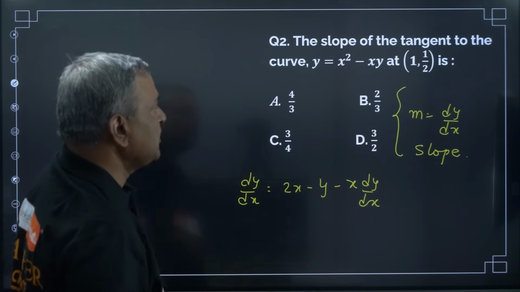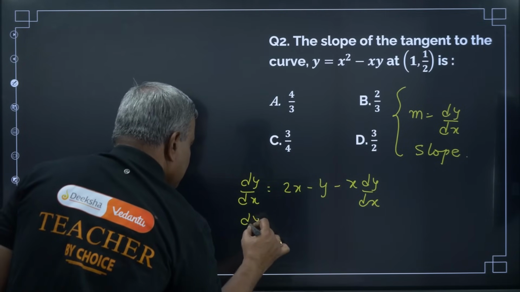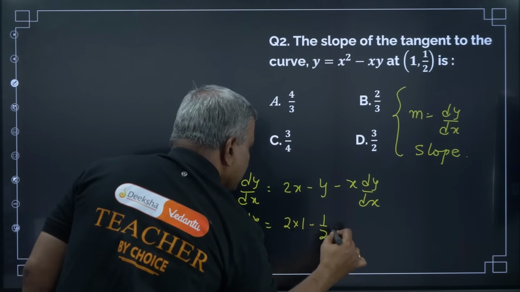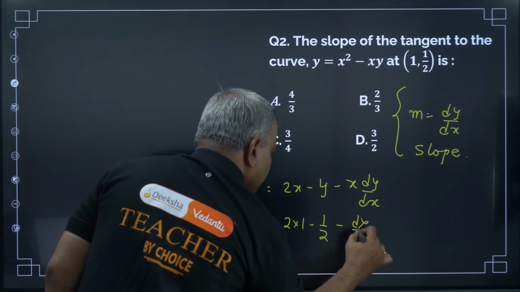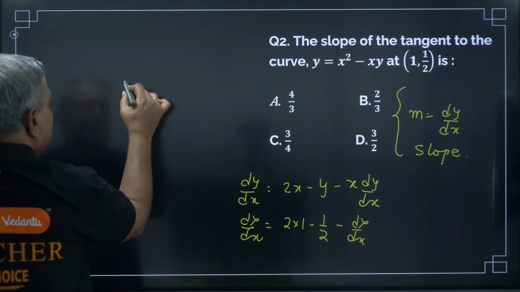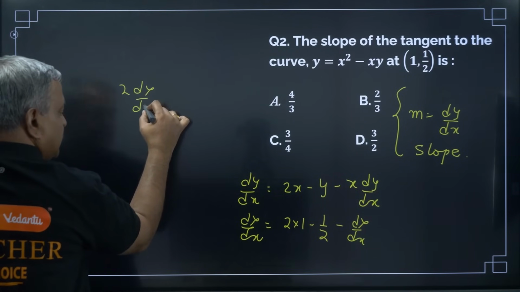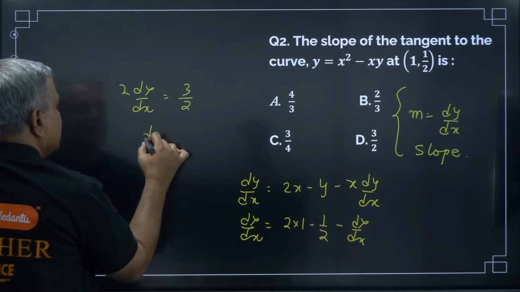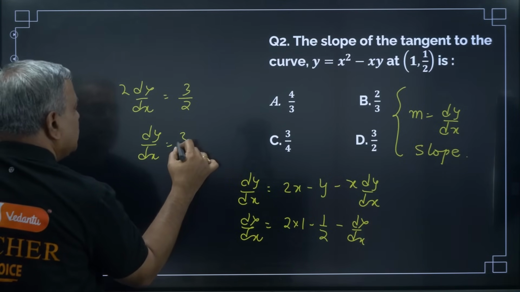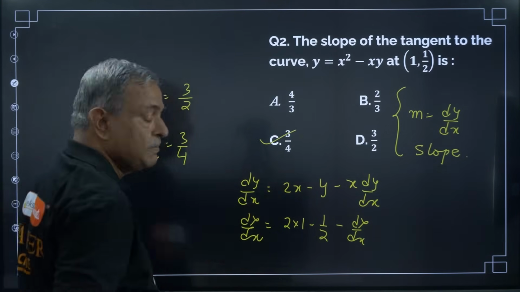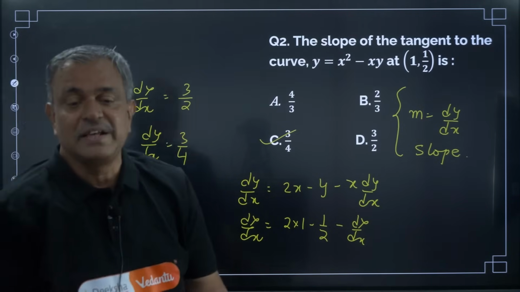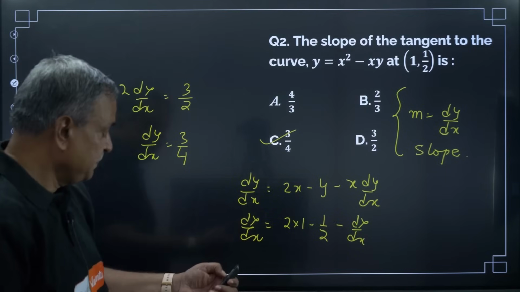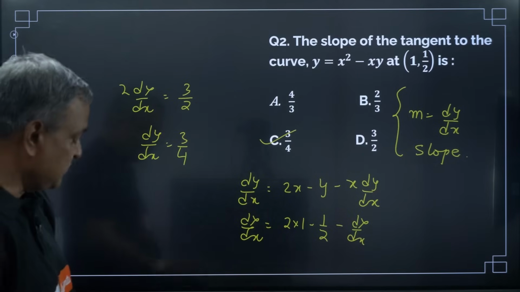Correct? Now you substitute x equal to 1 and y equal to 1 by 2. So dy by dx is equal to 2 into 1 minus 1 by 2 minus dy by dx. So dy by dx will come to this side. So 2 dy by dx is equal to 2 minus 1 by 2, which is 3 by 2. So we get dy by dx equal to 3 by 4. It should not take more than a minute. The previous problem took hardly 10 seconds. If you know the formula, that will save time, less than half a minute. m equal to dy by dx, slope is this one.